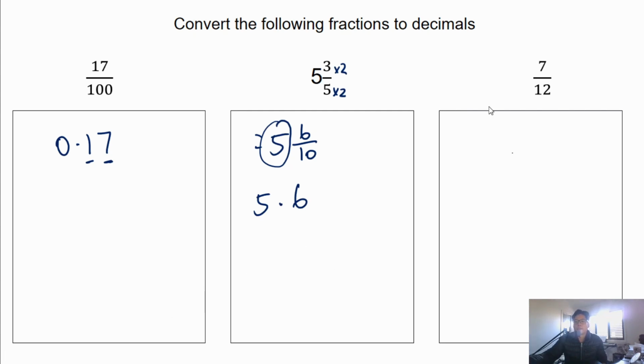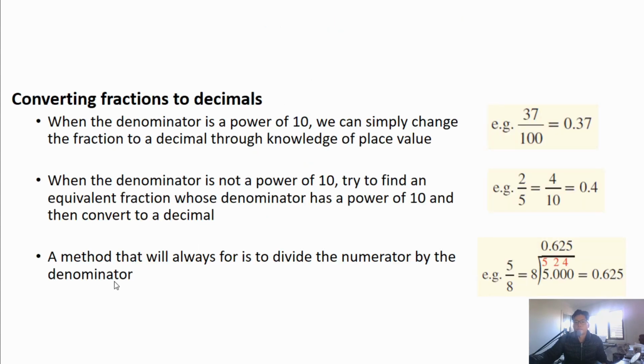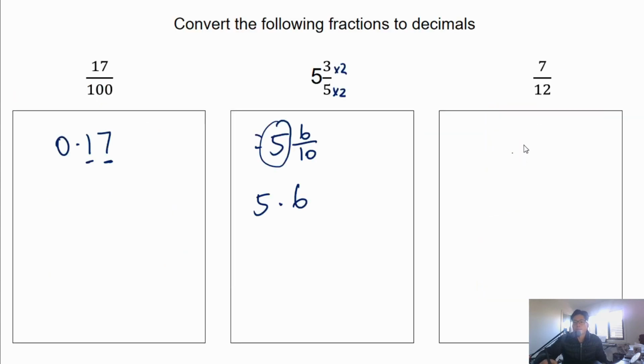Alright, for the question on the right, this one is going to be a bit harder than the two on the left here because we're going to use method number 3, in which we divide the numerator by the denominator. So in this case, the numerator is 7, so we have 7 on the inside and we're dividing that by 12. Alright, so 12 goes into 7 0 times, and if it is 0, we need to write another 0 here and put a decimal point.